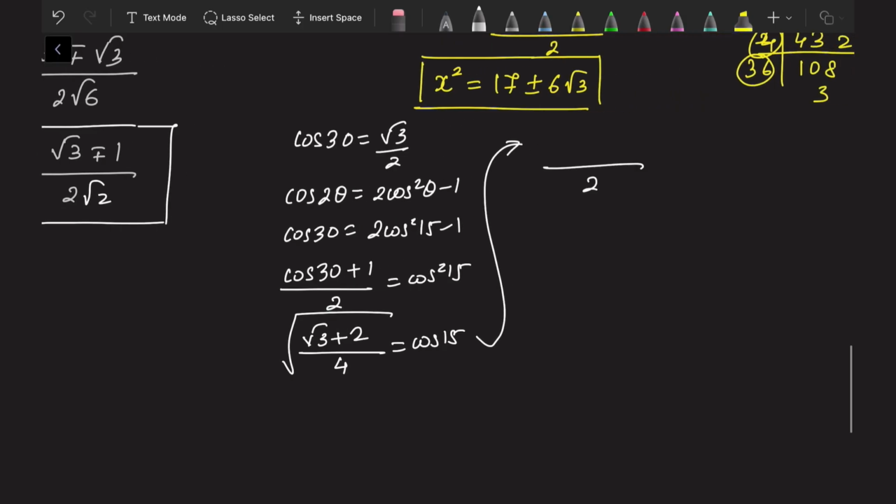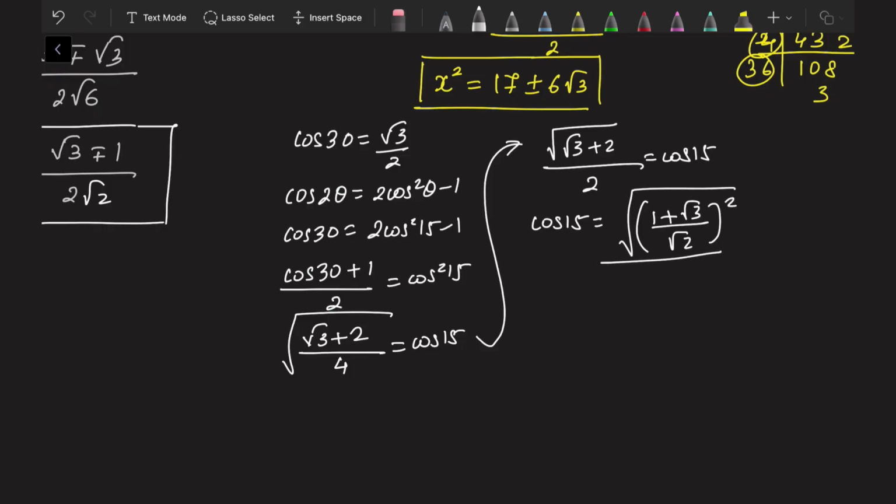Now look carefully, the square root of 4 will become 2, and the root of root 3 plus 2 is the value of cos 15. Now this is interesting over here. The value 2 plus root 3 is basically (1 plus root 3) upon root 2, the whole square. You can just go ahead and solve.